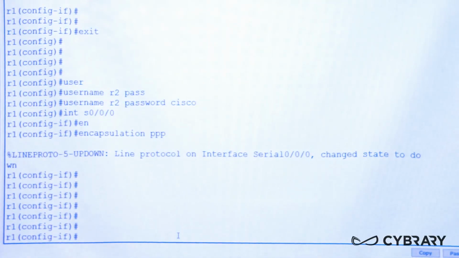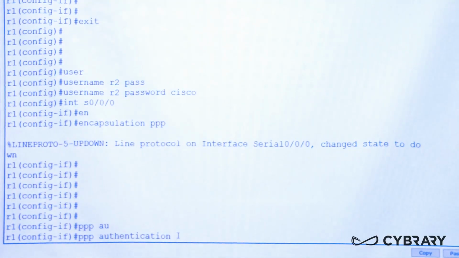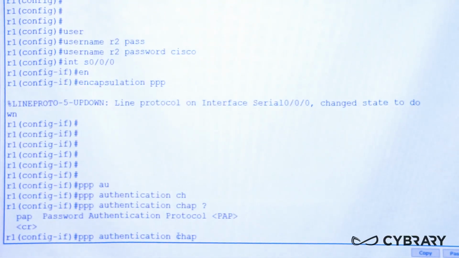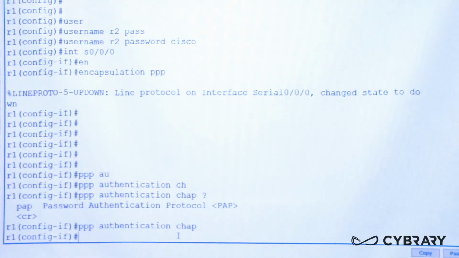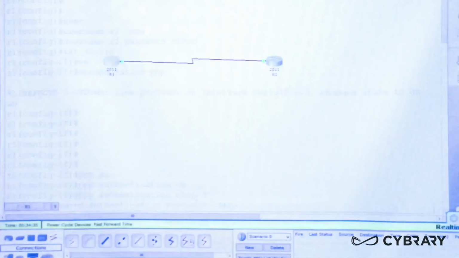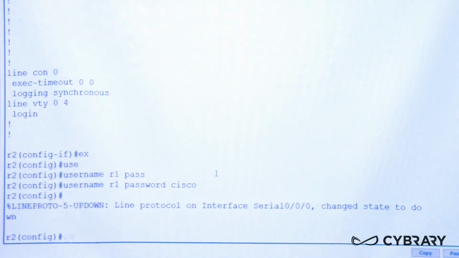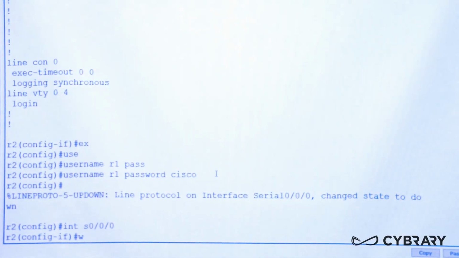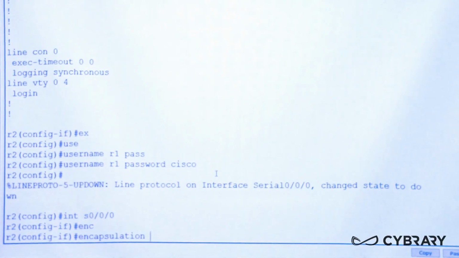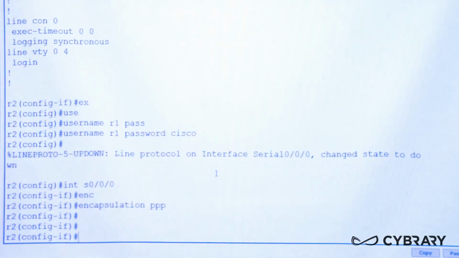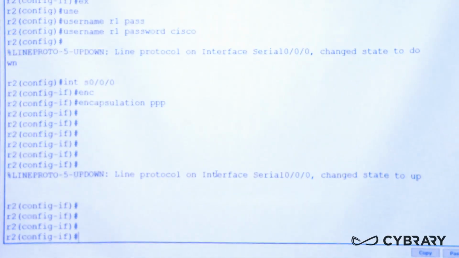Then I'm going to say PPP authentication CHAP. And then I'm going to go to router 2 and change the encapsulation to PPP. And at that point, the link should come up. Encapsulation PPP. Give it a minute, and the link came up.